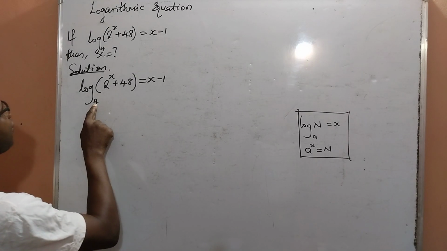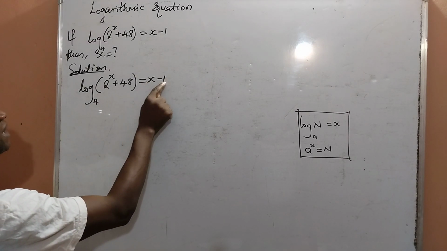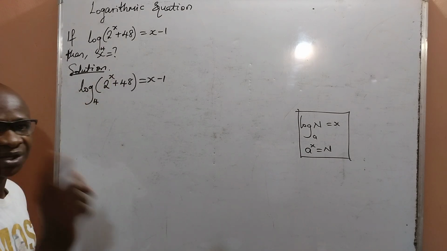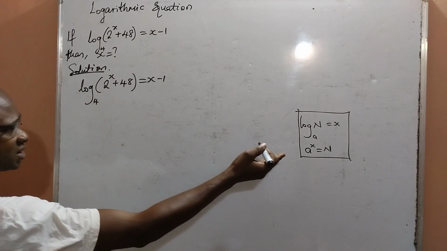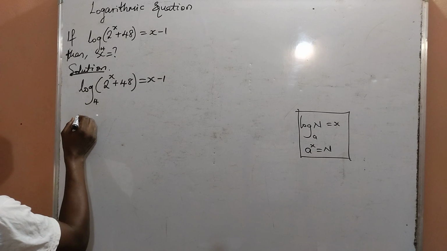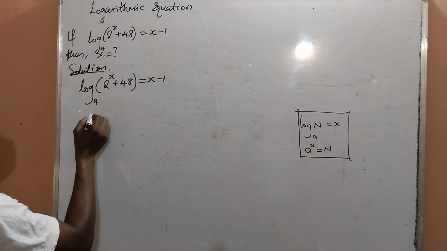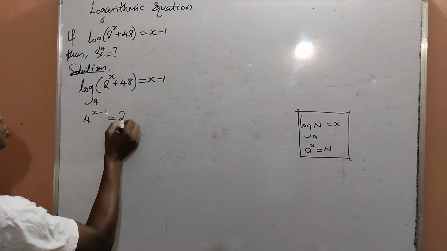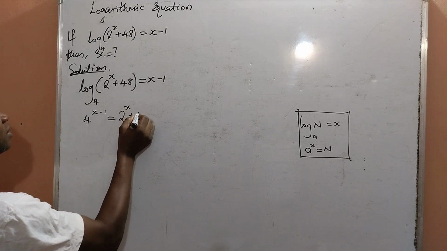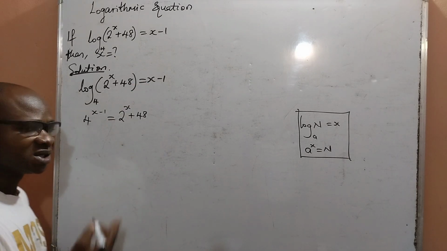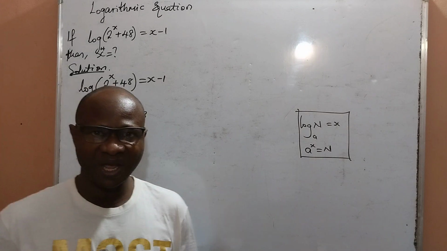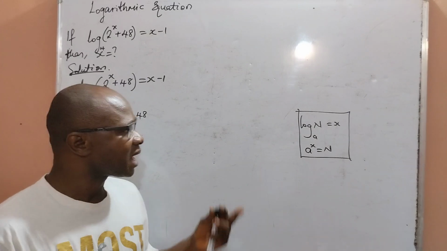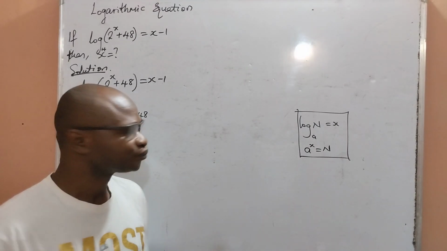Therefore, 4 raised to the power x minus 1 should be equal to 2 raised to the power x plus 48. Applying this definition of logarithm, I will now have 4 to the power of x minus 1 is equal to 2 raised to the power x plus 48. This is by definition of logarithms, and it is 100% correct.